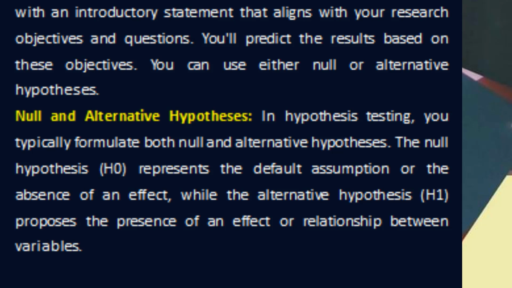Null and alternative hypotheses. In hypothesis testing, you typically formulate both null and alternative hypotheses. The null hypothesis, H0, represents the default assumption or the absence of an effect, while the alternative hypothesis, H1, proposes the presence of an effect or relationship between variables.